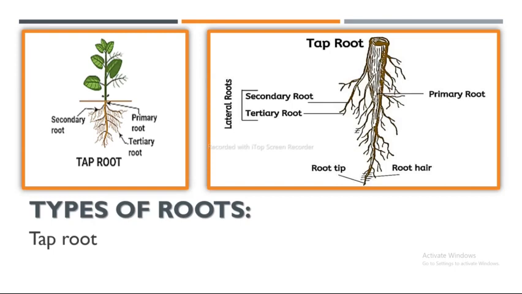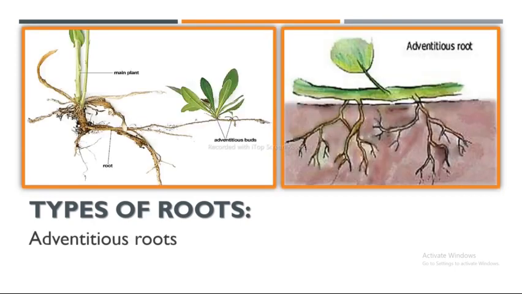This is the root here and this is the root tip as shown in the figure. Now adventitious roots: you can see in both these figures, this is the main plant and this is the main root of the plant. And these are adventitious buds, as you can see in the first figure. In the second figure you can clearly see the adventitious roots, which are arising from parts of the plant other than the radicle.